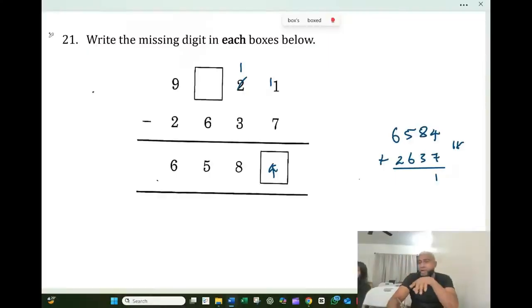So we want to add 1 here. 1 plus 8 is 9. 9 plus 3 is 12. Excellent. So we put in 2 here and we add 1 here. 4 plus 5 is 9, plus 6 is 15, giving 5... we put in 2 here and we add 1 here. 1 plus 6 is 7, plus 2 is 9. So the number missing here would be a 2. Our hundreds value here would be a 2.